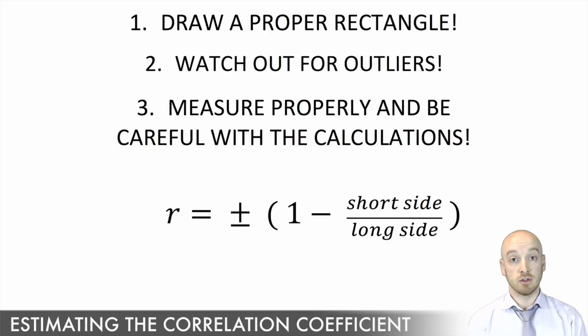And the last thing is to just measure carefully and use the formula properly. Remember to choose the positive or negative sign based on a positive or negative sloping trend, and then be careful filling in those numbers and doing your math properly. So let's see another example, this time with an outlier.